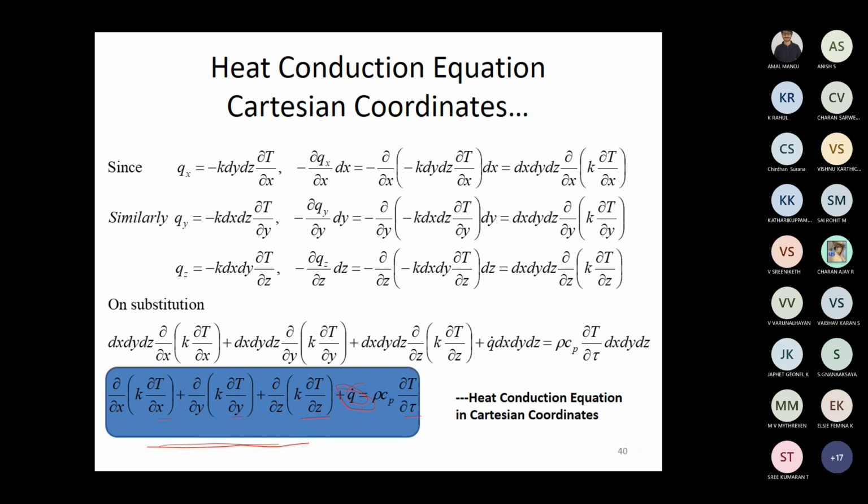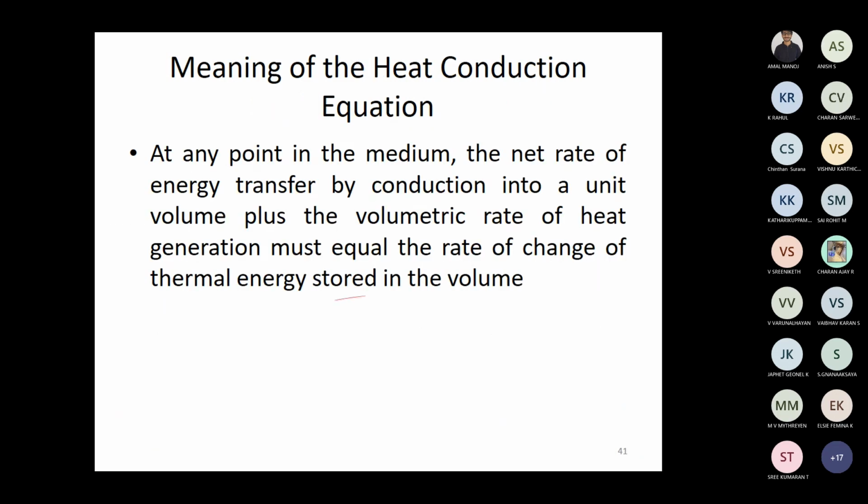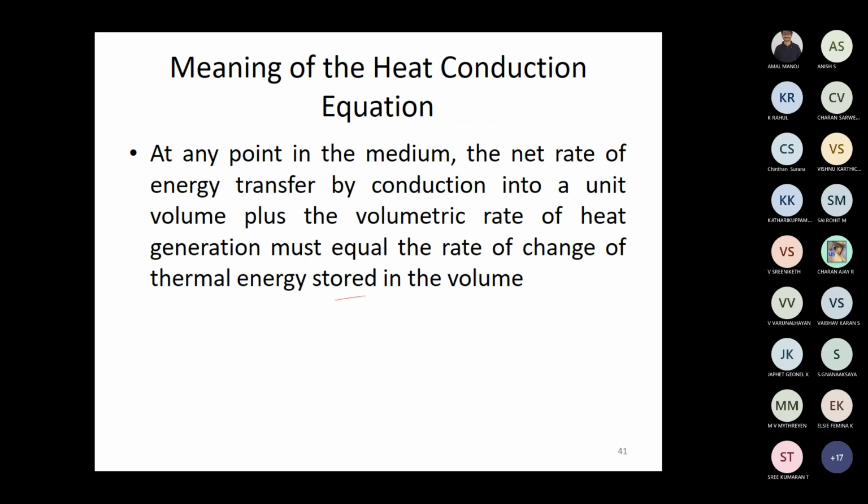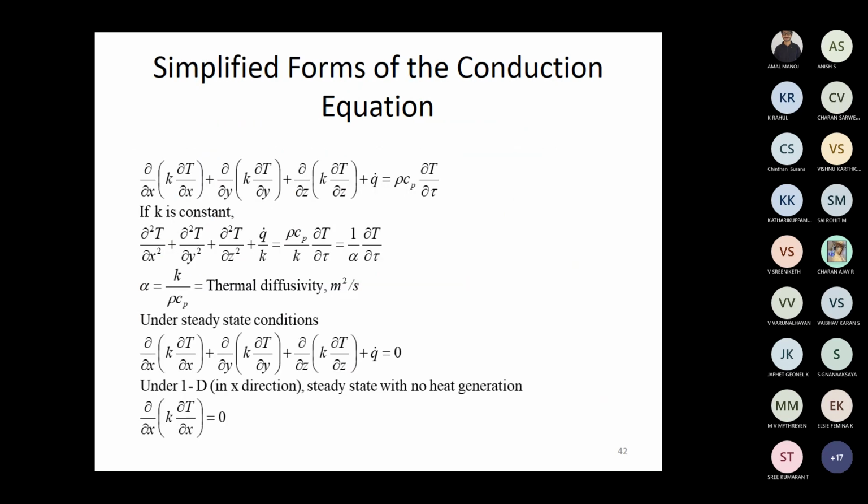So the three terms on the left hand side indicate heat conduction in each direction: net heat conducted in the x direction, in the y direction, in the z direction, heat generated, and heat accumulated. So all these things are considered. This is the most general form of the heat conduction equation. Very rarely will we have all these terms. So in many practical applications, this can be simplified.